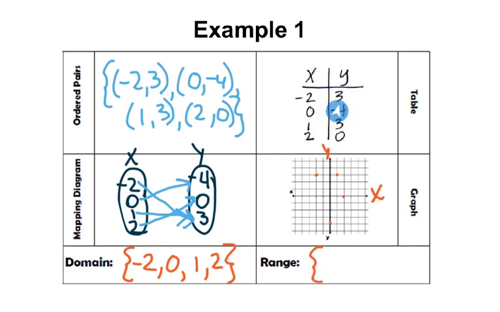So -4 was our smallest one, and then the next smallest one was a 0, and then we had 2 3's. But similar to mappings, when you're listing domain and range, you don't repeat values. Even if all of them were 3, you would only list it once. And that's it for example 1.